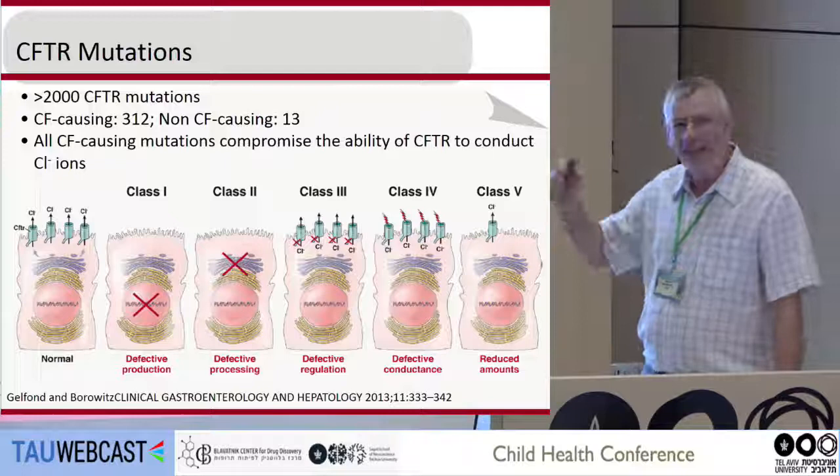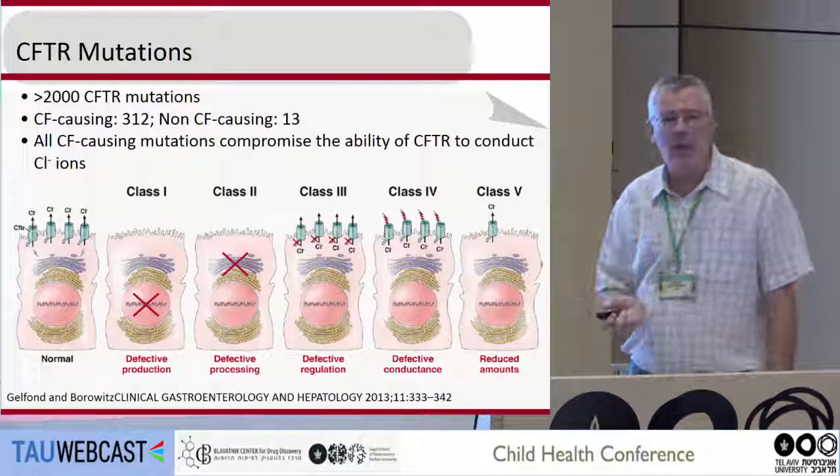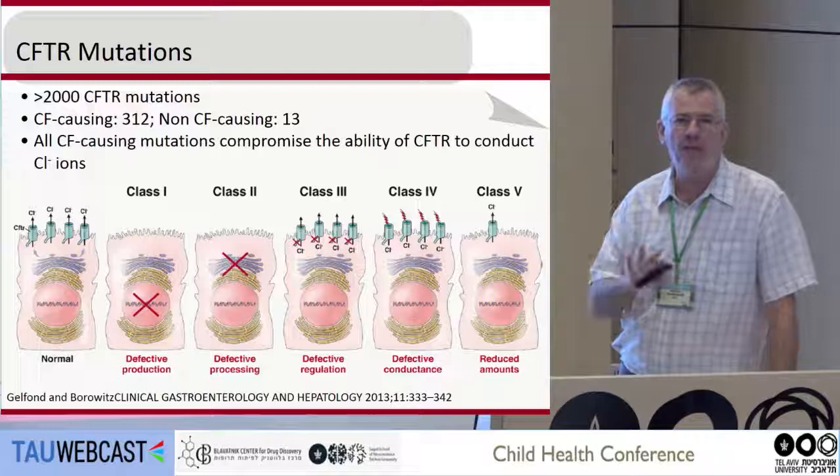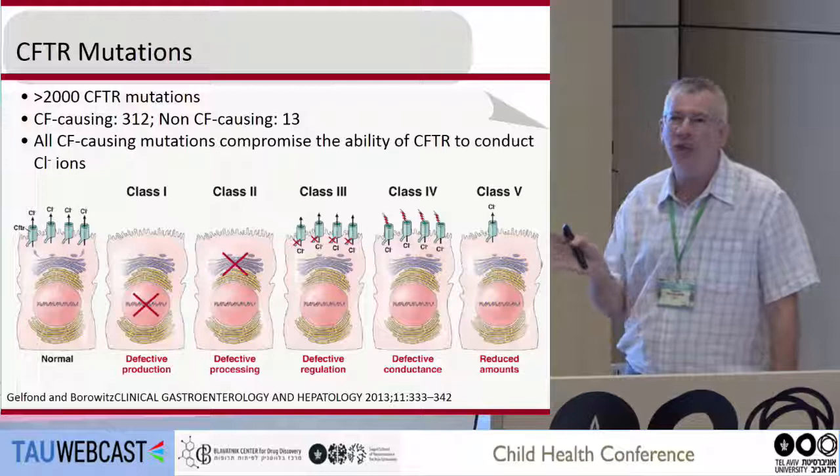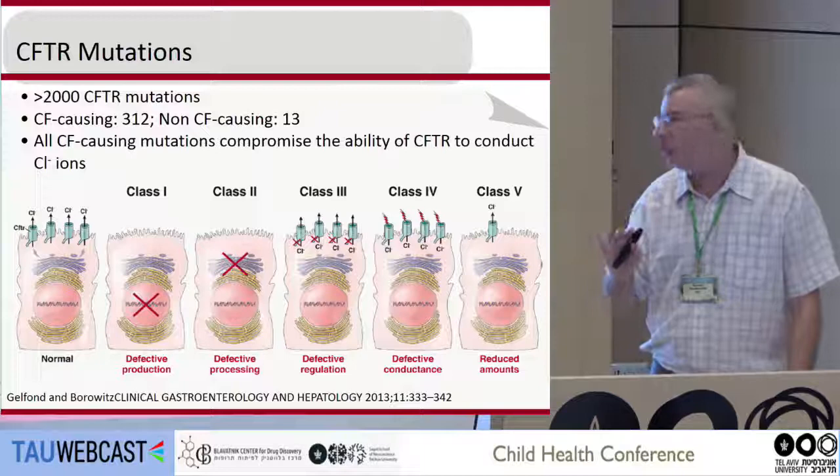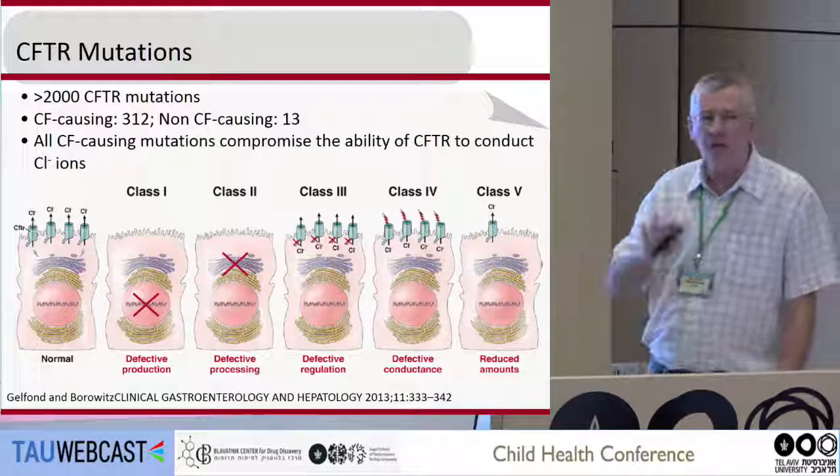So the second point which I highlighted was mutation. There are over 2,000 known CFTR mutations, and over 300 of them were confirmed to be CF-causing. Unfortunately, only 13 were confirmed to be non-CF-causing, and we don't know about the rest. There is a huge ongoing effort in a database, a team called the CFTR2 team. Now, all these mutations come in different types and flavors.